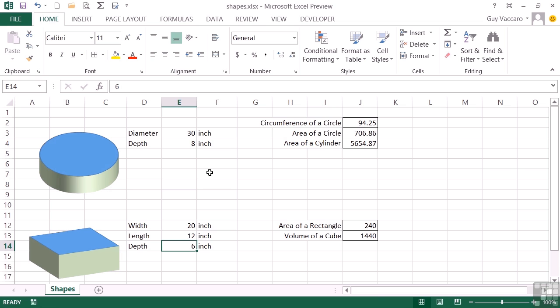So that's making use of some of Excel's functions and functionality. Here we've used pi, and we've introduced the PRODUCT formula for multiplying multiple cell values.